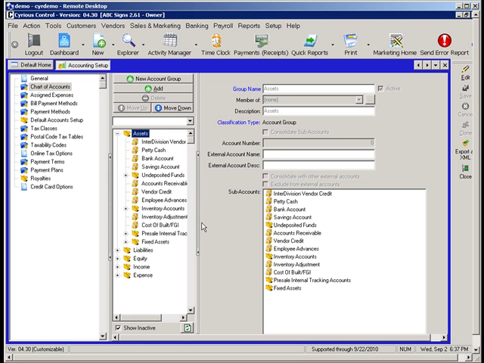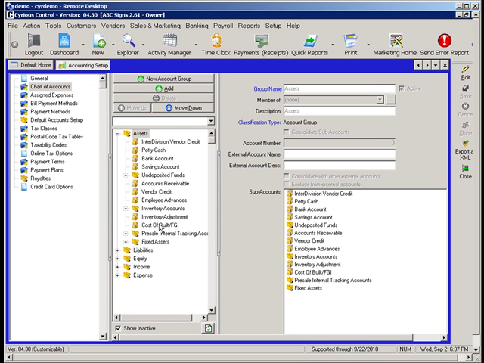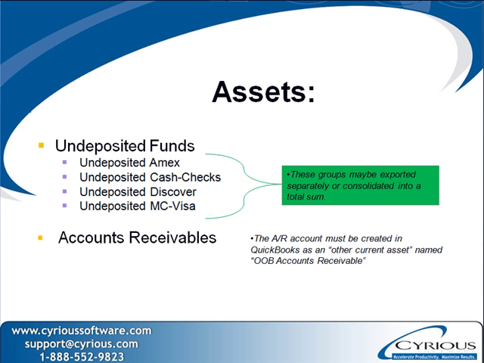The first group of accounts that we're going to look at and map are going to be the asset accounts, specifically undeposited funds, and the accounts receivables within Control. Under assets, we have undeposited funds, and these are going to include payments that you receive in the payment accounts of American Express, cash or checks, Discover, and MasterCard or Visa, and really any other payment method that you have set up in your system.